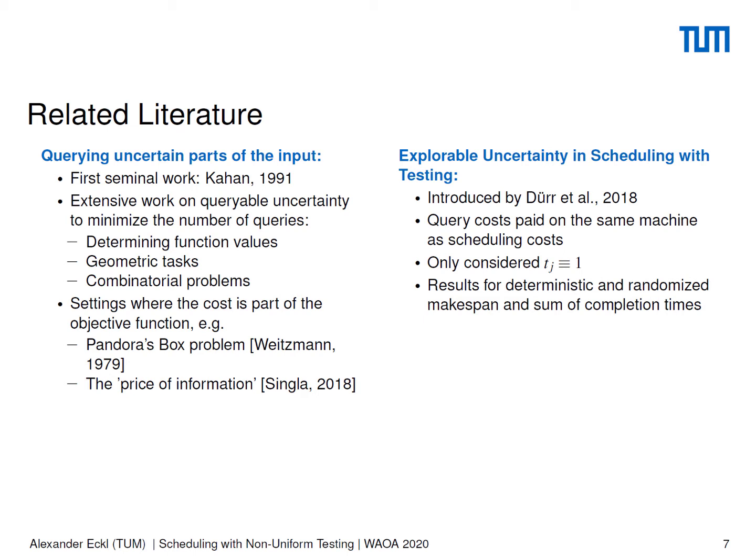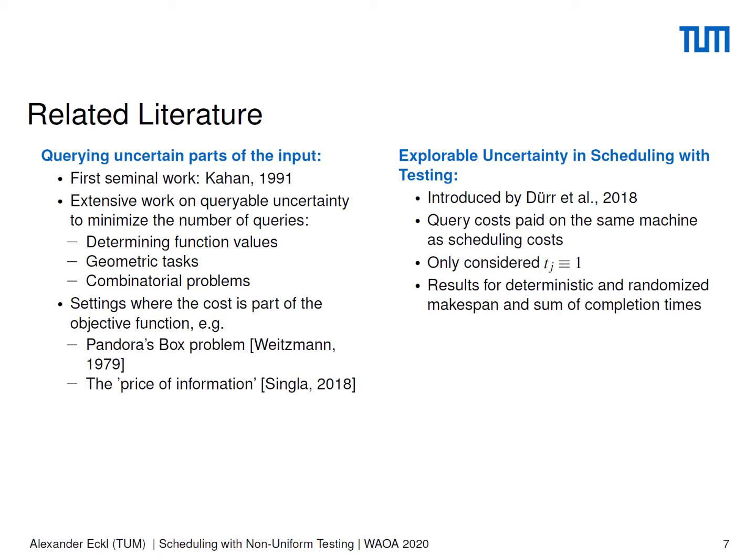On the other hand, there are settings where the cost of the queries is a direct part of the objective function. These include, for example, Weizmann's original Pandora's box problem or the so-called price of information model, as introduced by Singler in 2018. This is also where our setting of scheduling with testing fits into. It was introduced in this form by Dürr et al. in 2018. As we have seen, query costs there are paid on the same machine as the scheduling costs, so it fits into this setting where the cost is part of the objective function.